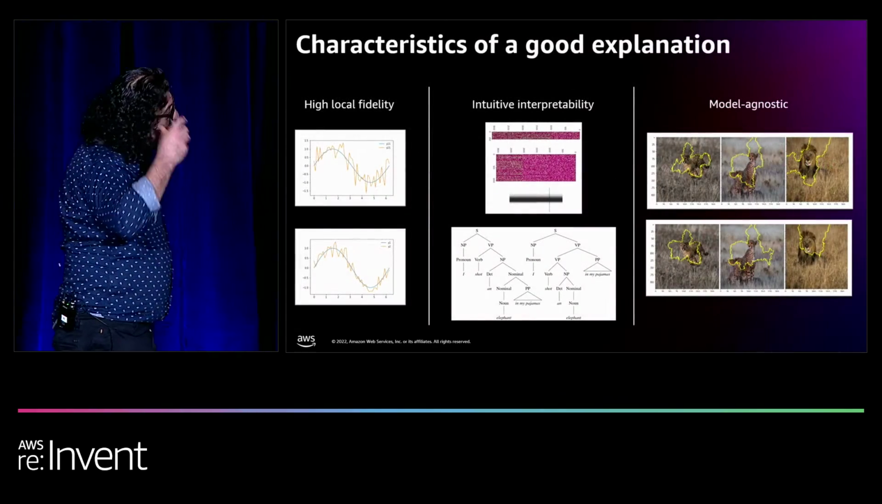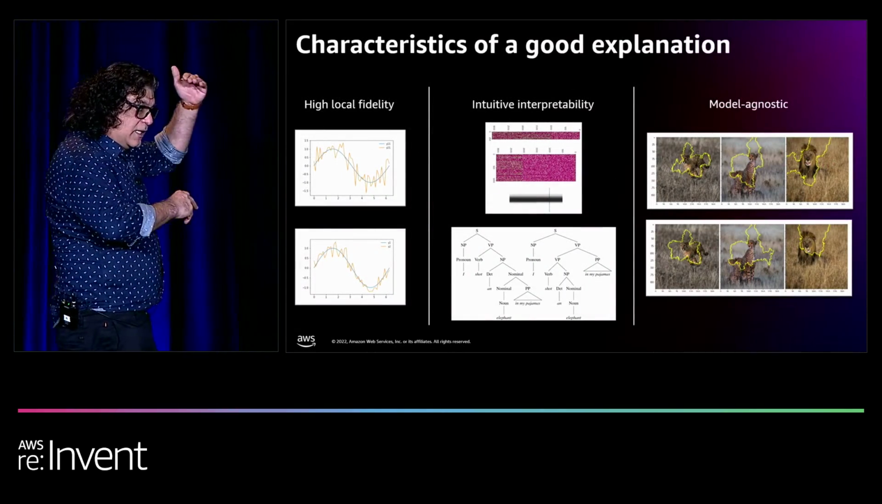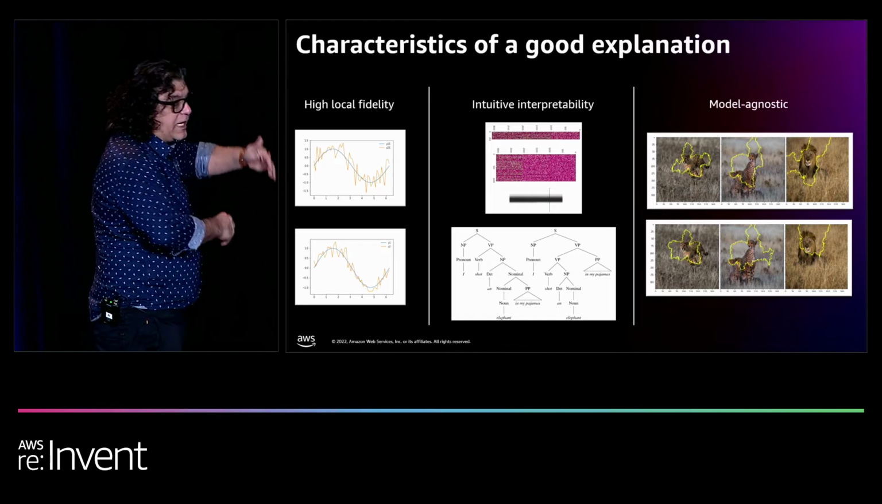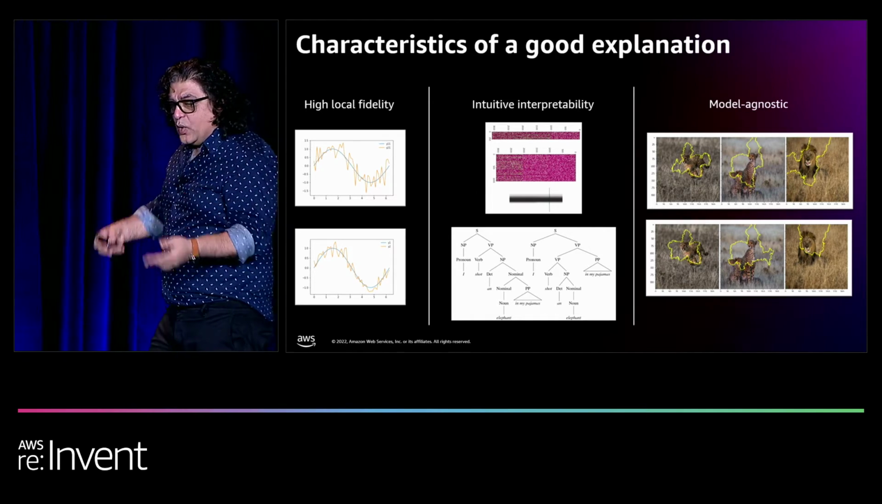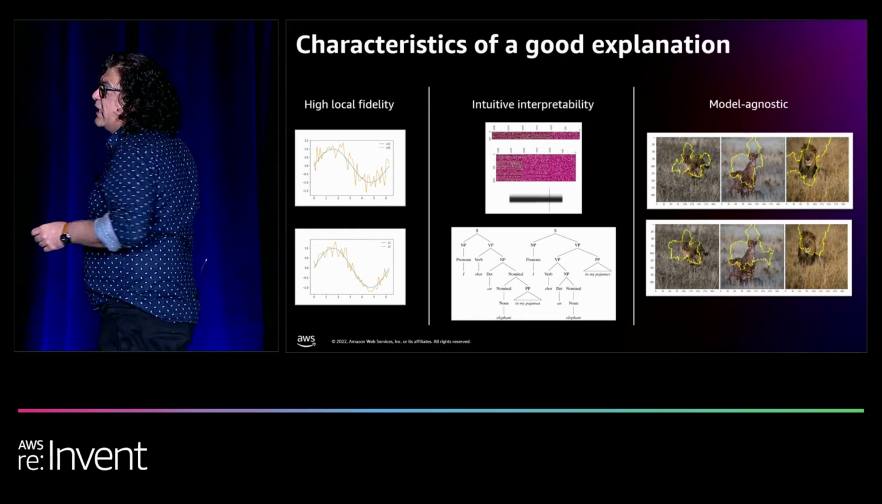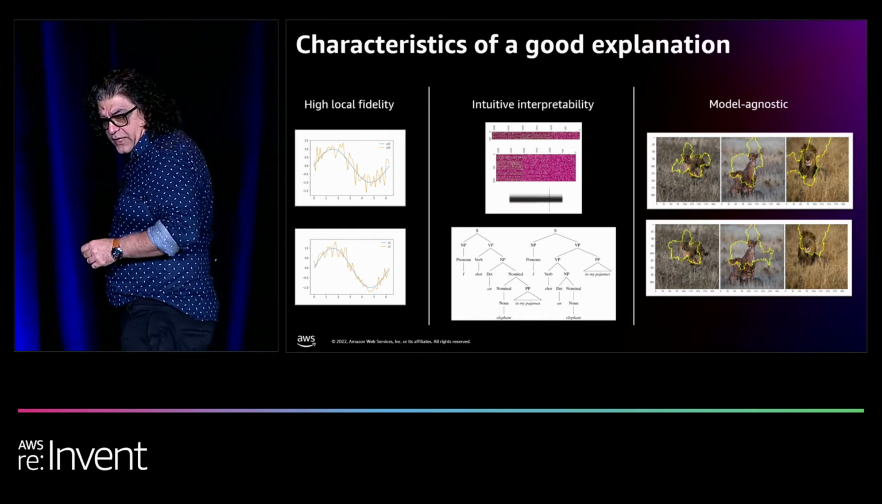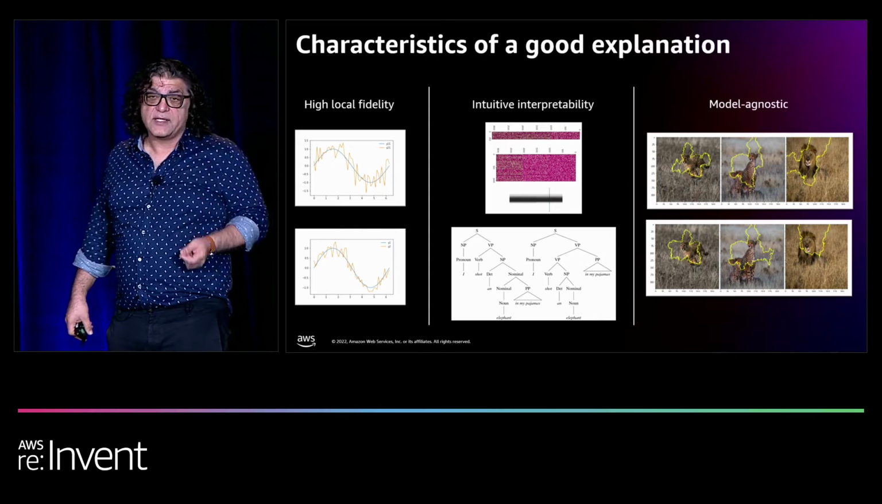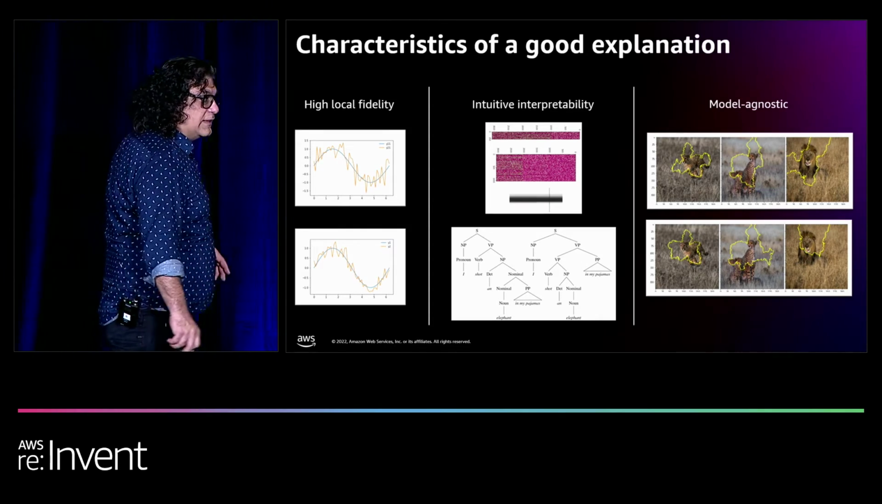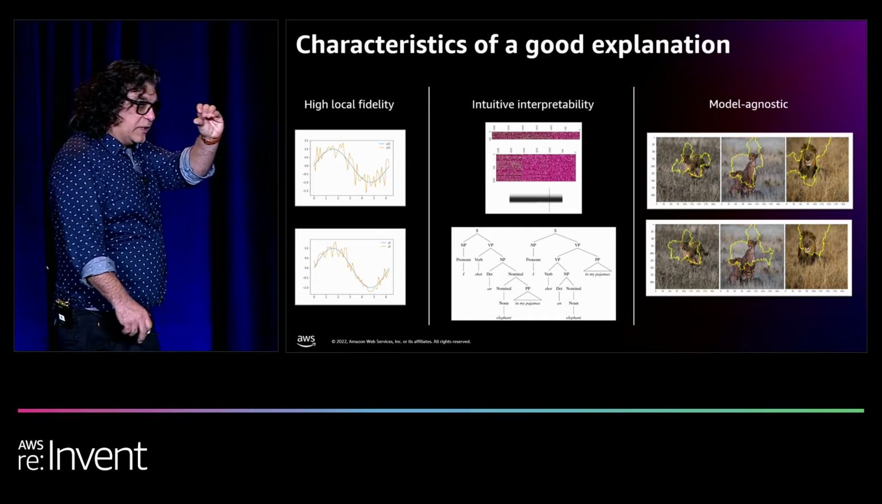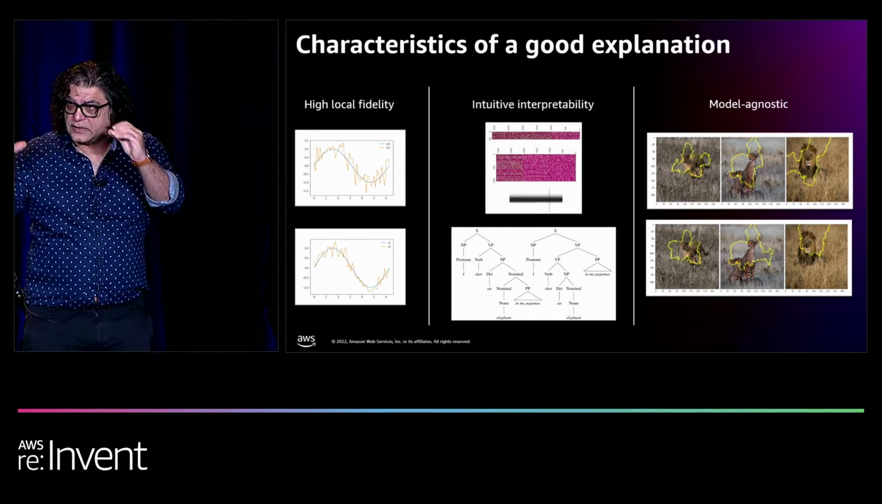So in this context, perturbation-based, local explainability, black box, model agnostic, what would be a good characteristic for an explanation? It has high local fidelity. There's an equation, but forget about that to see what it is. The closer the surrogate model is to the original model, the better it is.